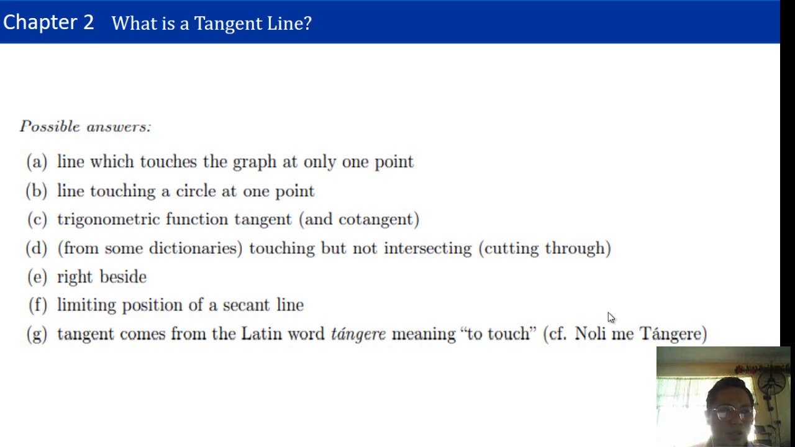Limiting position of a secant line. That means in a secant line, when we're going to move the secant line, yung kanyang limiting position, mag-i-end siya doon sa tangent line. Kasi, masasabi natin na secant line siya kapag dalawang distinct points ang kanyang madadaanan sa isang circle. So, ang limiting point niya, doon siya mag-stop, doon na sa tangent line. And the tangent comes from the Latin word tangere, meaning to touch.